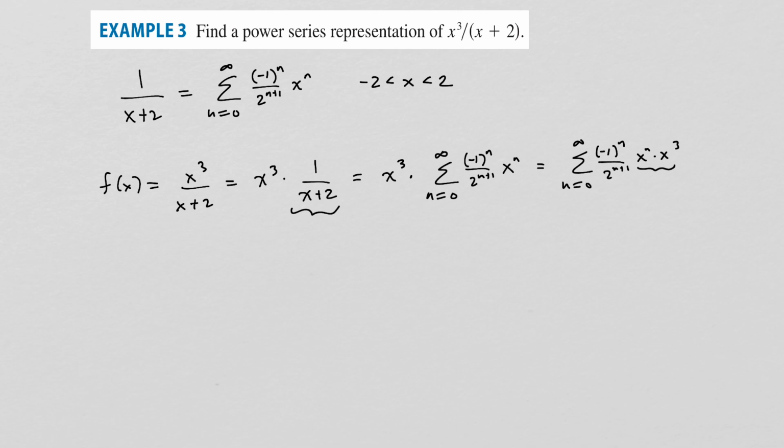And this will allow me to combine those x's there. And so we'll end up with the sum n equals 0 to infinity, negative 1 to the n over 2 to the n plus 1 times x to the n plus 3. And so now we have a power series representation for our function here. And one nice thing about this power series representation, since we got it by simply multiplying this series by something, it doesn't change the interval of convergence at all. So this is still valid on the same interval.